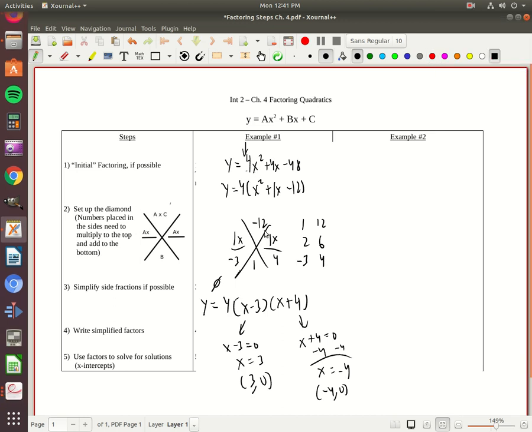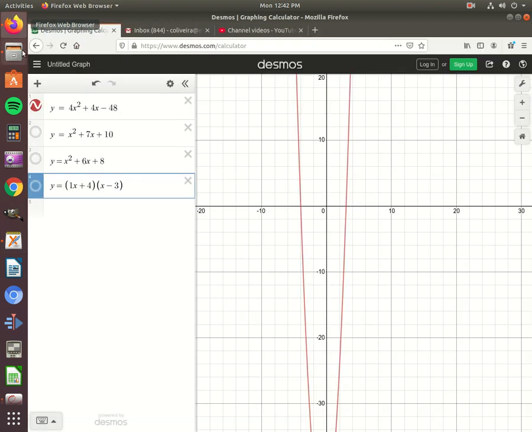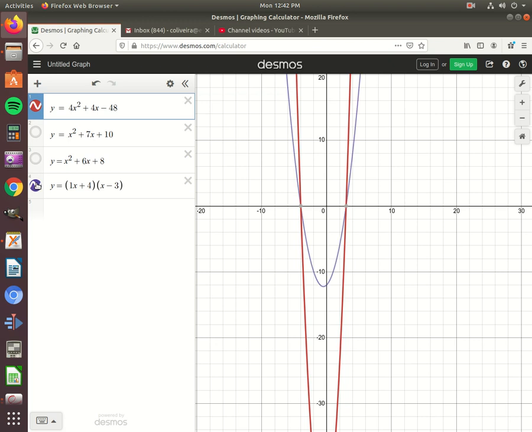I want to graph this again. So I have 4x squared plus 4x minus 48, but also this x minus 3 times x plus 4. So let's go ahead and take a look over here. So you can see this is what it graphs as. I expected it to go to negative 4, 0, and 3, 0, which it does. So let's see if I graph it like this. Uh-oh, we have a problem. So I want to point something out here. There's something missing, right? I have my negative 4, 0, and my 3, 0.